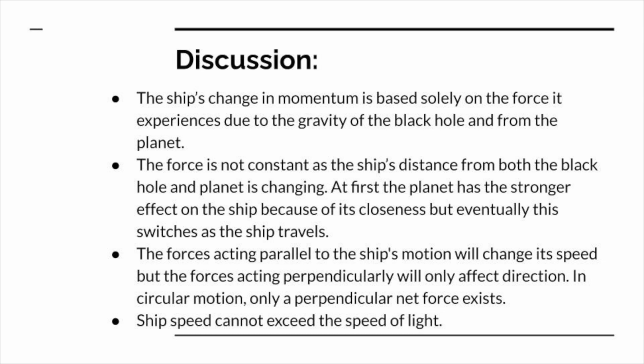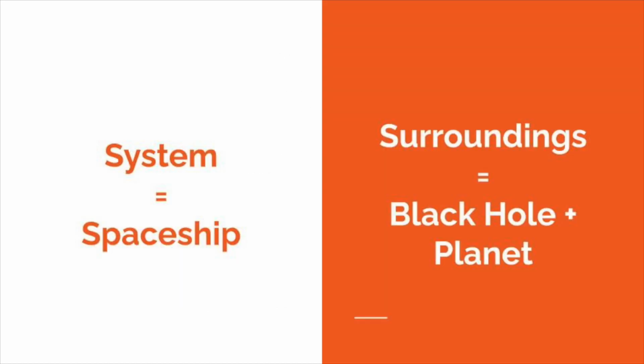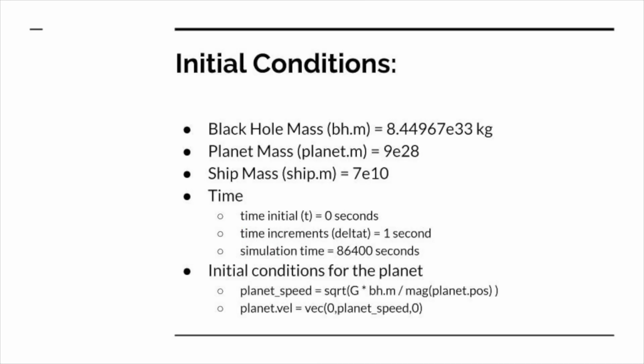The ship's change of momentum is based solely on the force it experiences due to the force of gravity of the black hole and the planet. The force is not constant as the ship's distance from both the black hole and planet is changing. The forces acting parallel to the ship's motion will increase its speed as before, as well as the force acting perpendicularly will change its direction. The system is a spaceship, but this time the surroundings are both the black hole and the planet. Initial conditions are the black hole mass as calculated in part 1, planet mass, and everything else is the same.